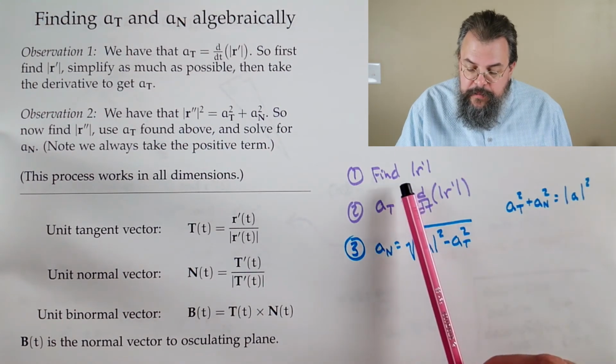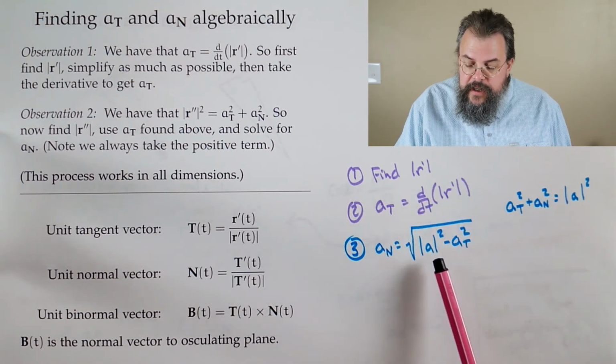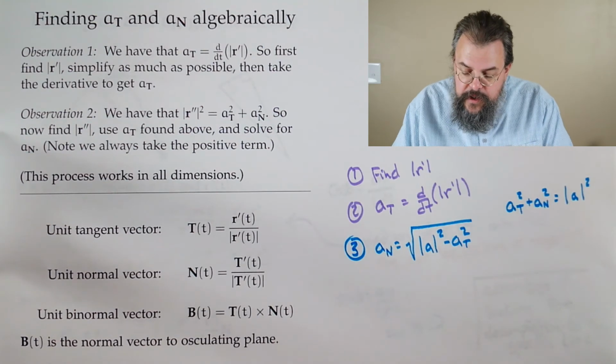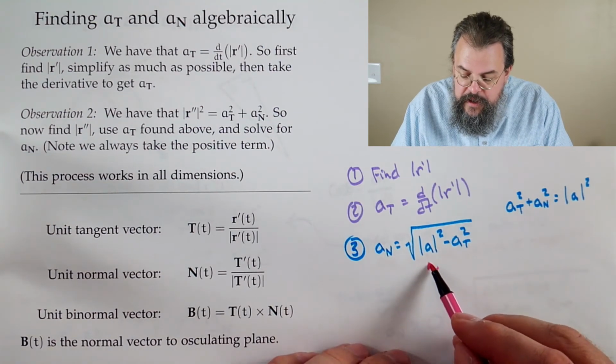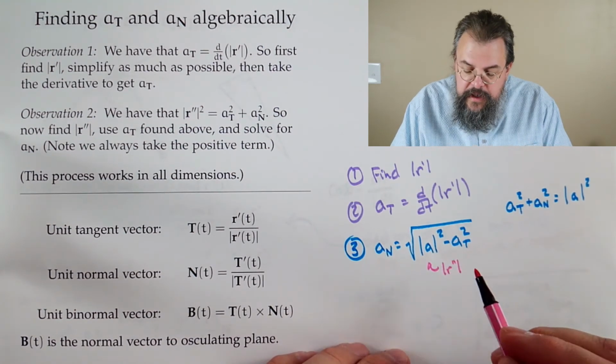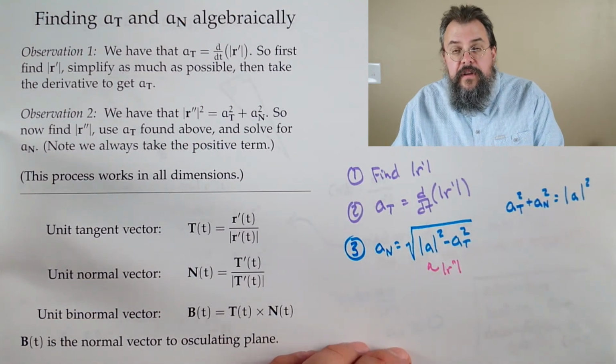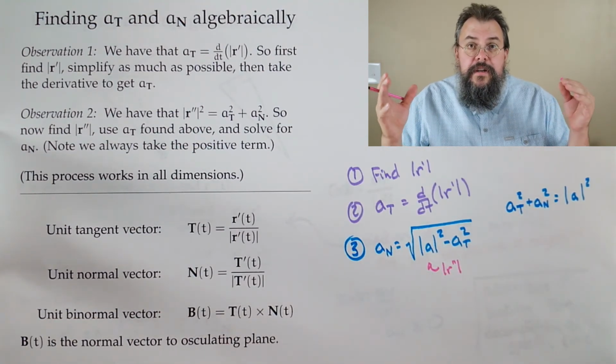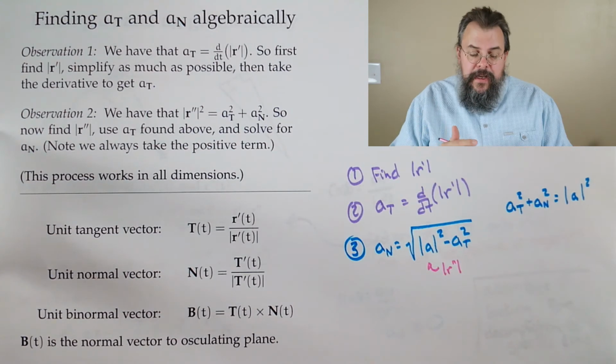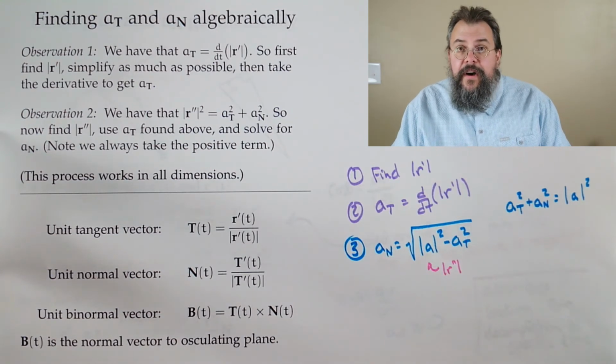Find the magnitude of r prime, take its derivative, find the magnitude of acceleration, and of course we really could have written this as the magnitude of r double prime squared minus a sub t squared we just found, take the square root, you're done. And that's it. Now, what's great about this?